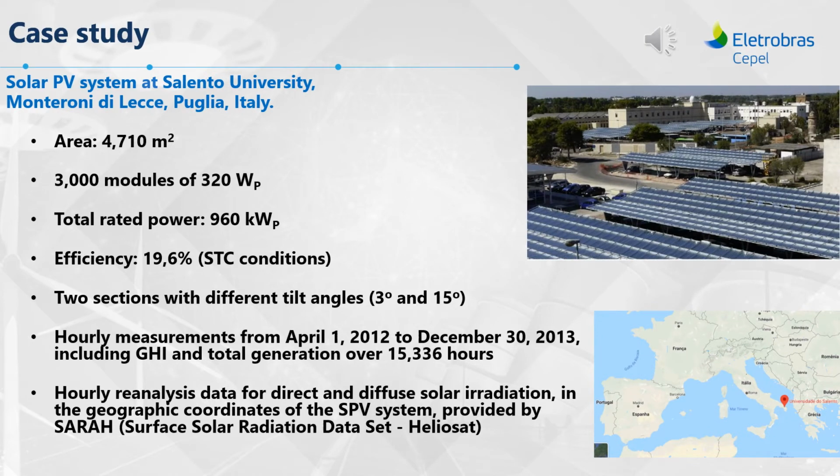In order to illustrate the proposed methodology, we show results from a case study based on data from a PV system at Monteroni di Lecce in Italy. The PV system is located in a car parking lot in the Salento University. The hourly measurements of GHI and SPV generation cover the period from April 1, 2012 to December 30, 2013. In addition, the hourly reanalysis data for direct and diffuse solar irradiation in the geographic coordinates of the SPV system are provided by the Surface Solar Radiation Data Set (LOSET).